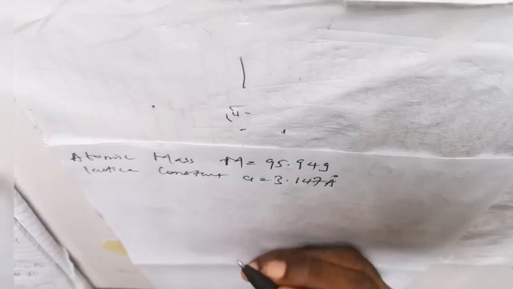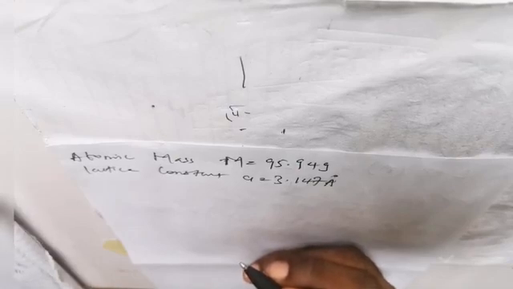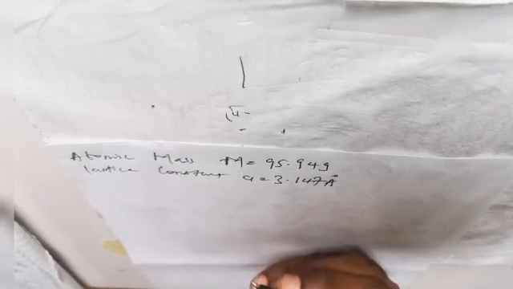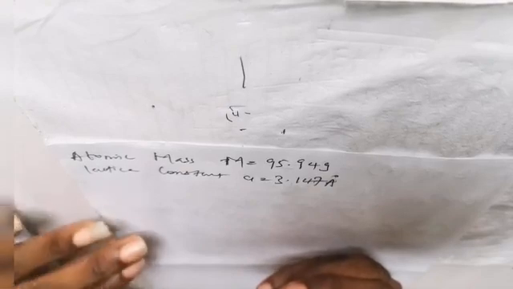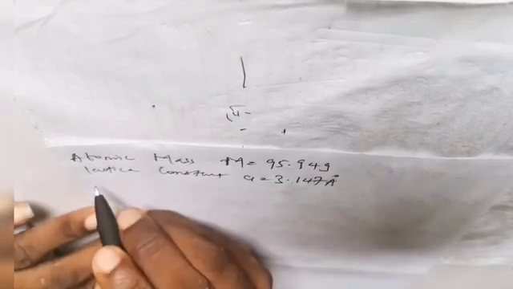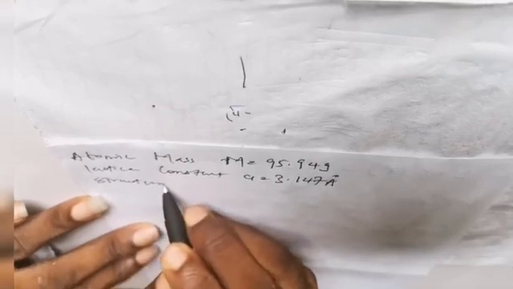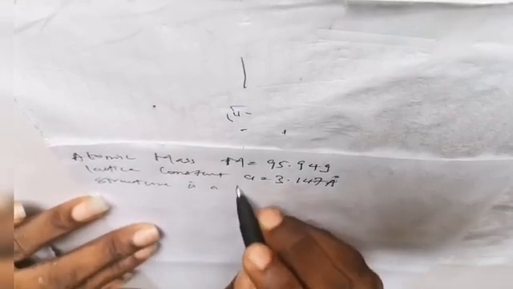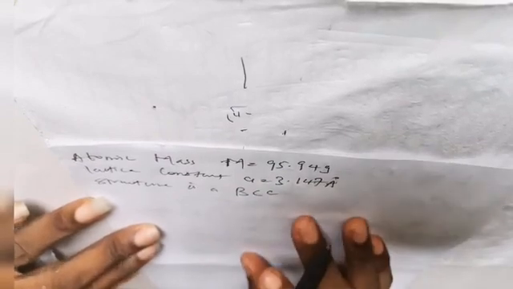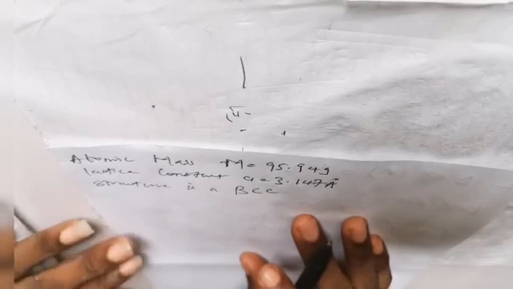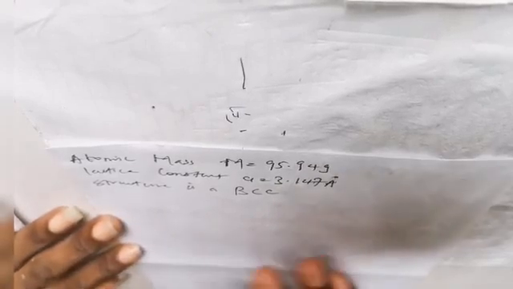Alright, so the first question is asking us to find the density of molybdenum, and I think I'll start with the second question because we'll need what we get in the second question to actually answer the first question. Second question says, determine the number of atoms in each unit cell of molybdenum. So we have to find the number of atoms. First of all, we are given the crystallographic structure. The structure is a BCC, a body-centered cubic structure. Now let's start with the second question. We have to find the number of atoms that make up each unit cell in molybdenum.